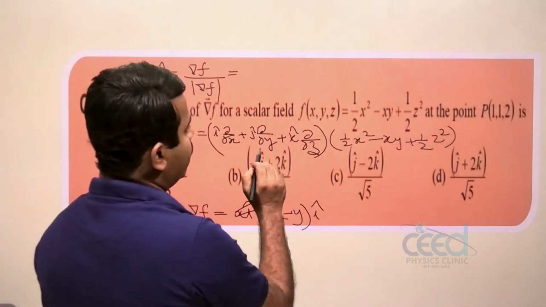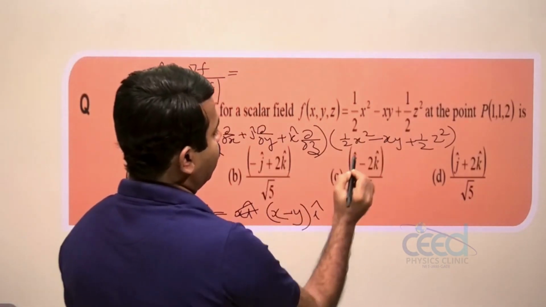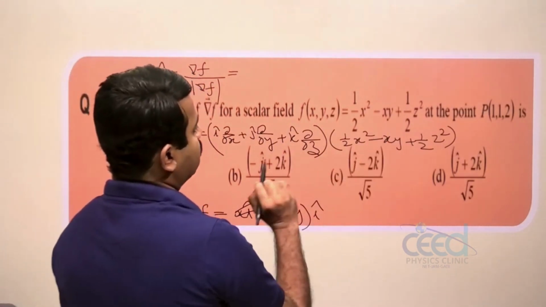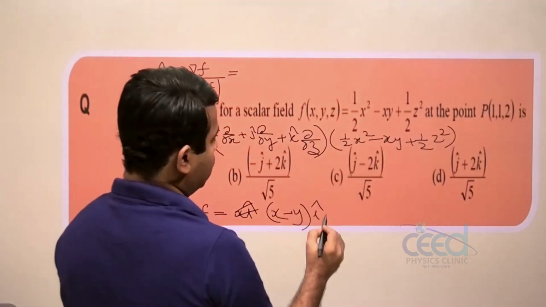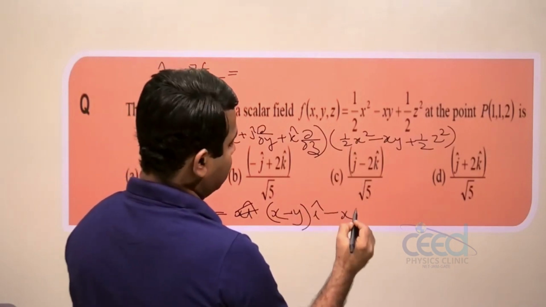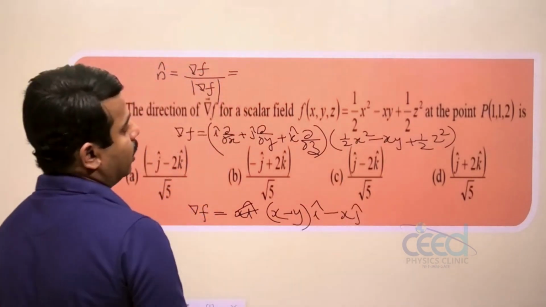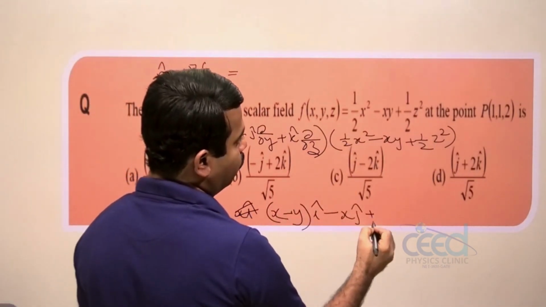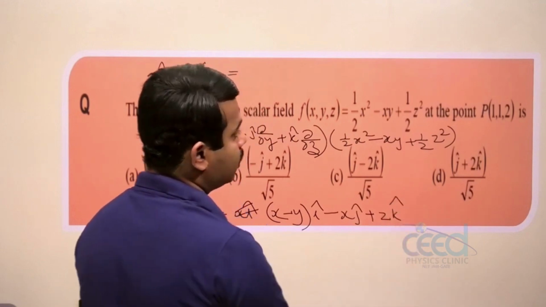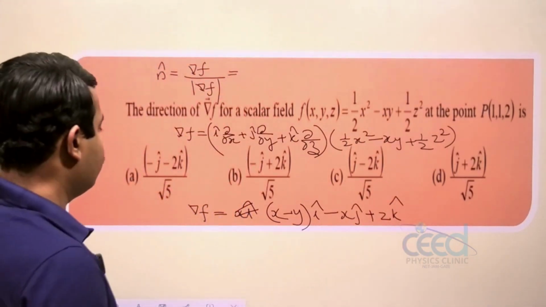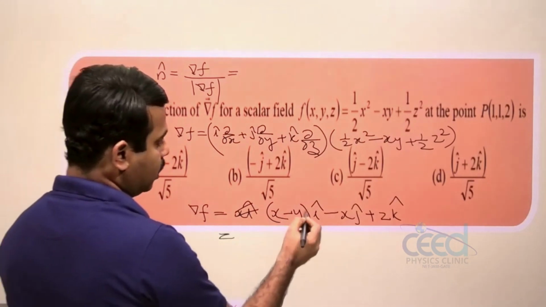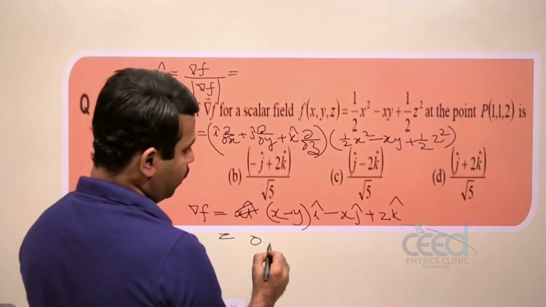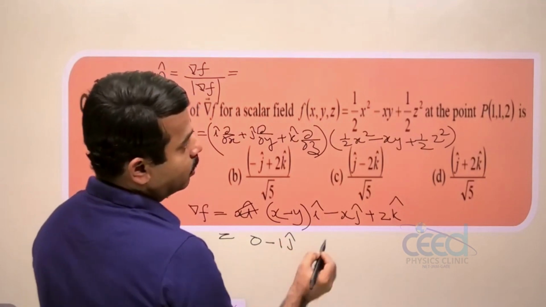And with respect to y, here only one y parameter, y doing 1, right? Then the remaining is x, so minus x j. And with respect to z, the first terms give 0, and you have plus z k. Now at (1, 1, 2), the i component will be 0, right? x is 1, y is 1, so 1 − 1 gives (−1) j, right?